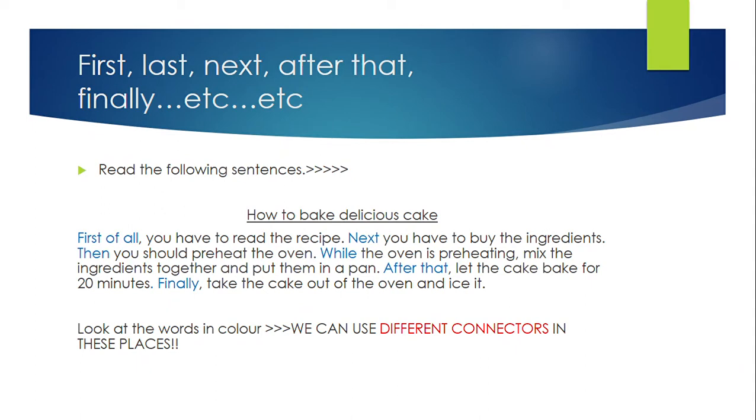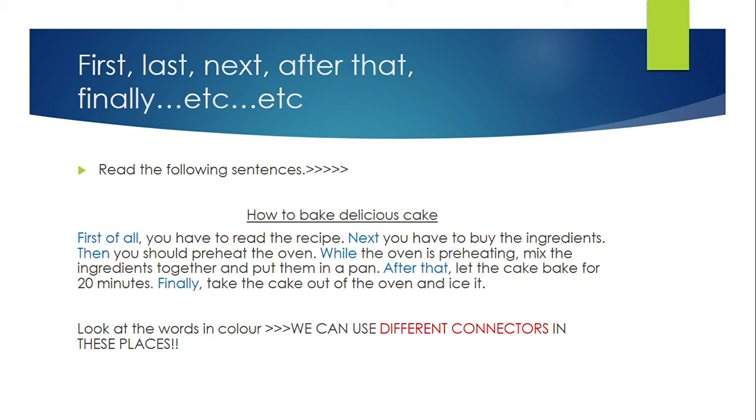First, last, next, after that, finally, etc. These are the connectors. So read the following sentence, then you can easily understand the uses of these connectors. How to bake delicious cake. First of all, you have to read the recipe. Next, you have to buy the ingredients. Then you should preheat the oven. While the oven is preheating, mix the ingredients together and put them in a pan. After that, let the cake bake for 20 minutes. Finally, take the cake out of the oven and ice it.